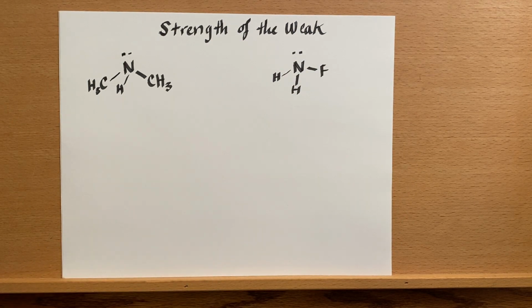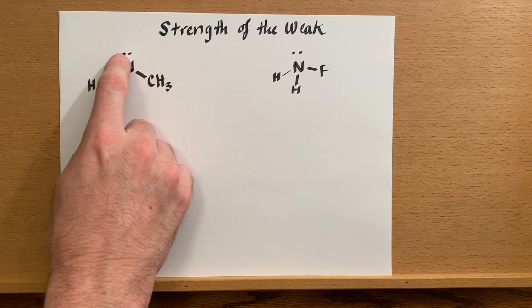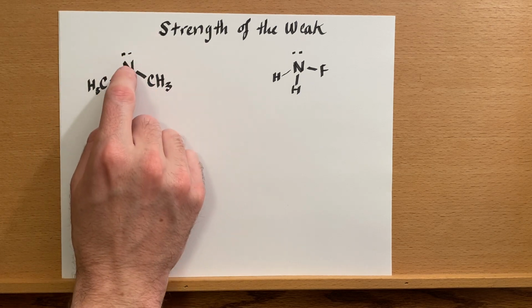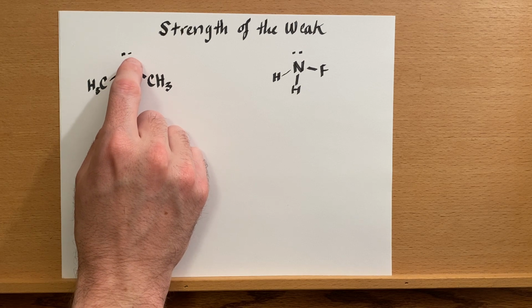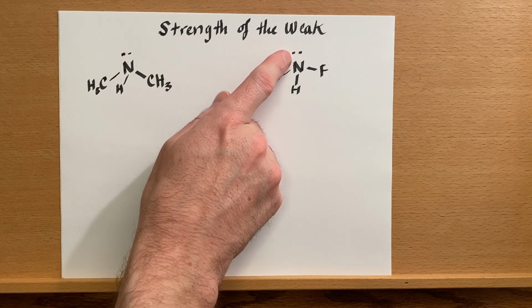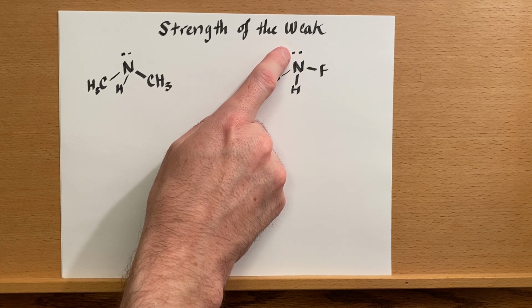Now, if we recall, the definition of a Lewis base is the ability for that base to donate an electron pair. So this electron pair needs to be able to leave or be available to react with an acid. Same thing over here. This electron pair should be available to react with an acid.